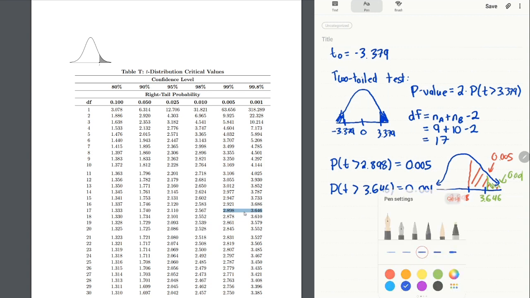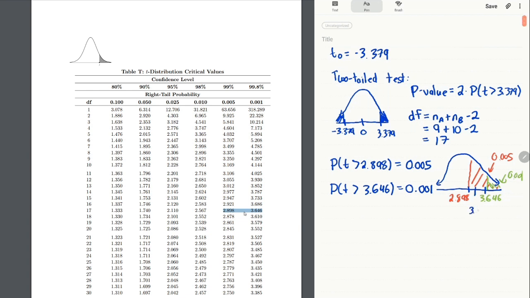And so what we want to determine is the area to the right of 3.379. Okay, so now the area is going to fall in between both of these two areas. So this tells us that the area to the right of 3.379 is in between 0.001 and 0.005.